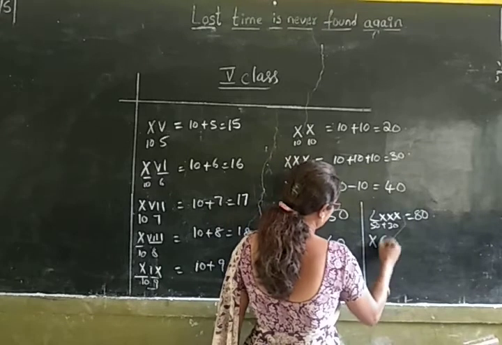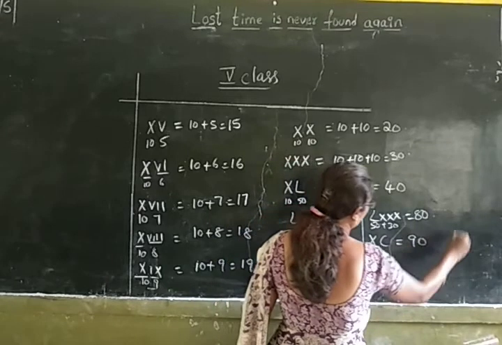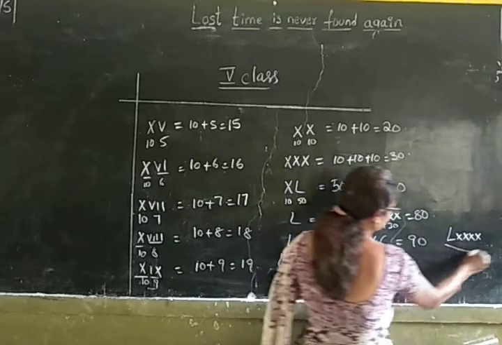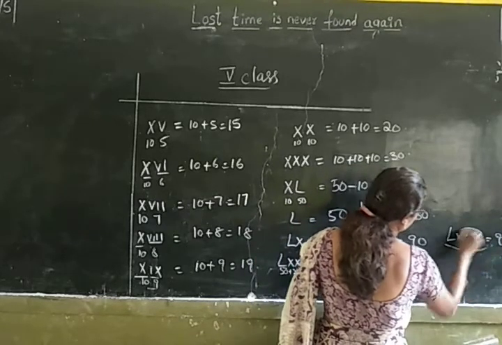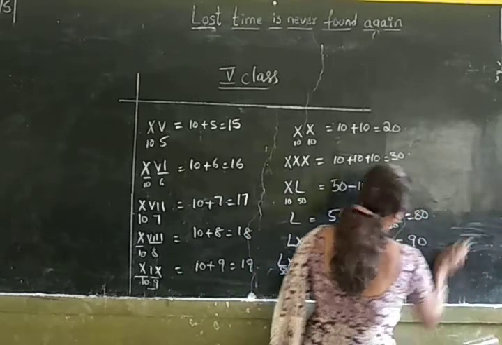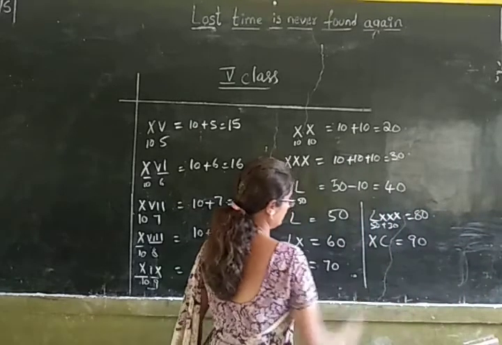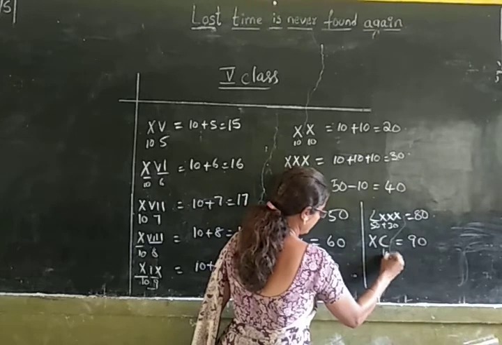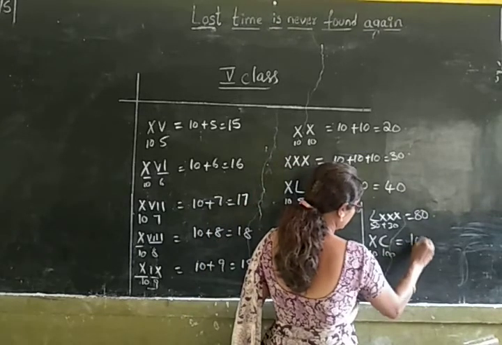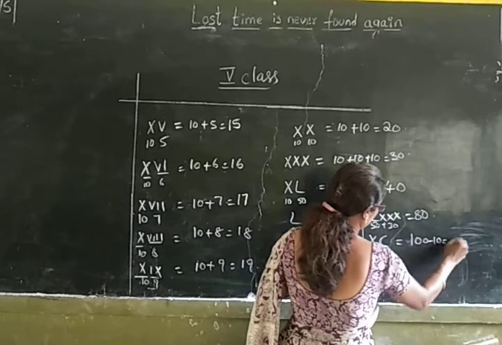Similarly, you should write 90 as XC, because you can't repeat X more than 3 times. If you write it as LXXXX, X is repeated more than 3 times, so this is wrong. So you have to write 90 as XC, where C means 100 and X means 10, and 100 minus 10 is equal to 90.